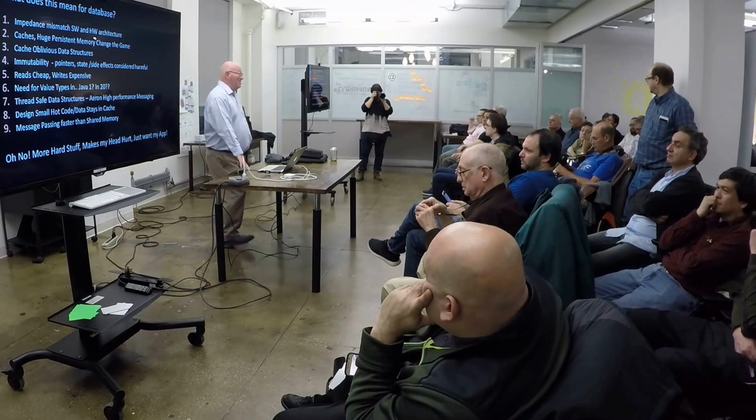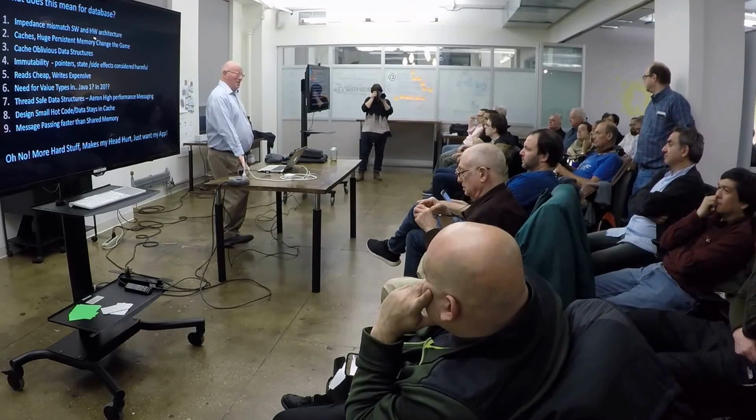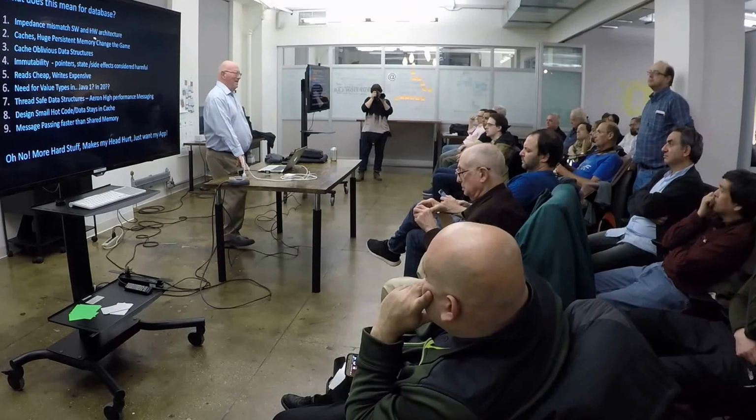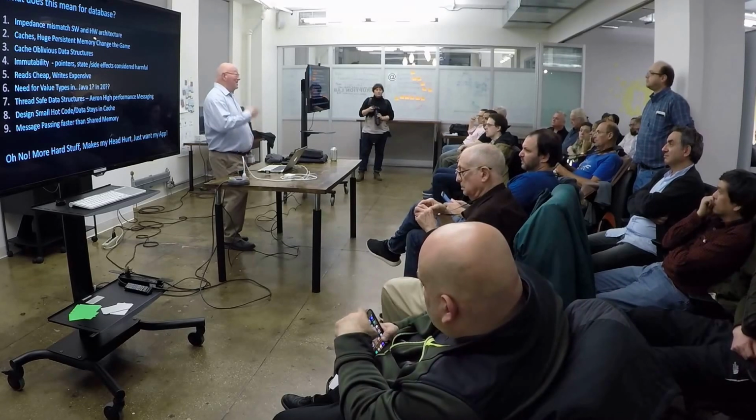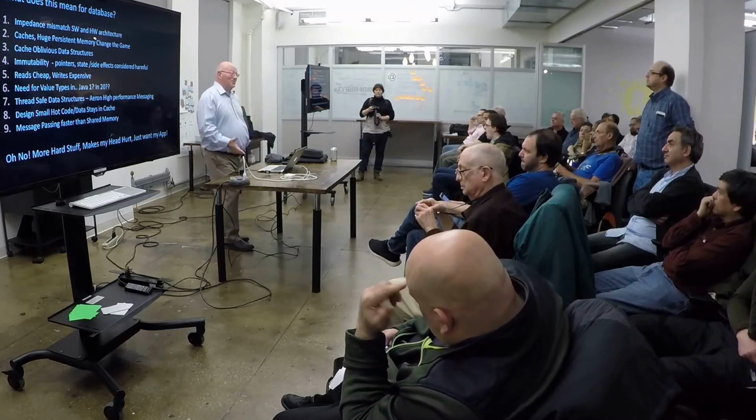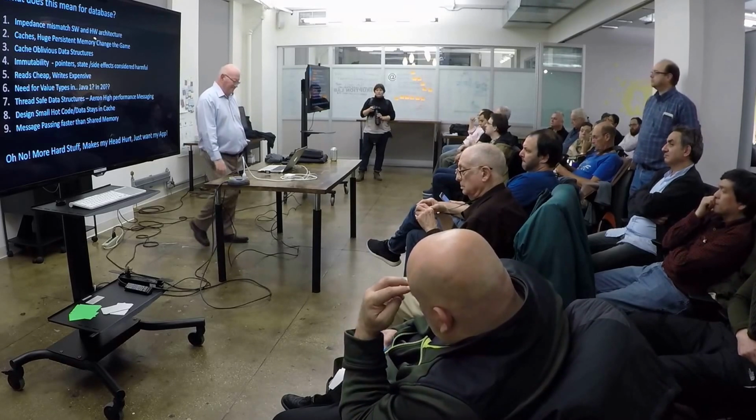Reads are cheap, writes are expensive. So immutability is really good. We don't want to update that non-volatile memory. And writes are always going to be slower. So we need to think about designing architectures that can actually exploit that.